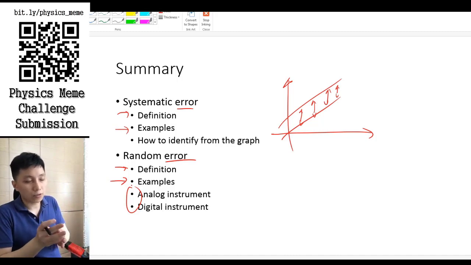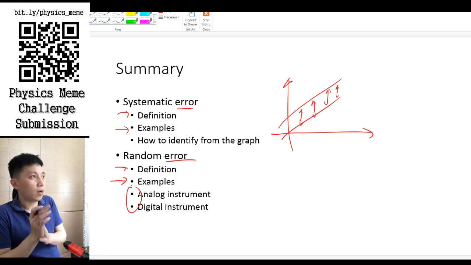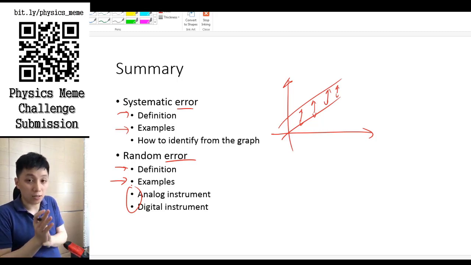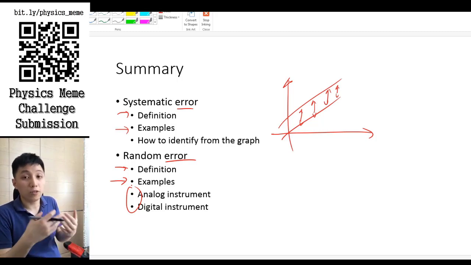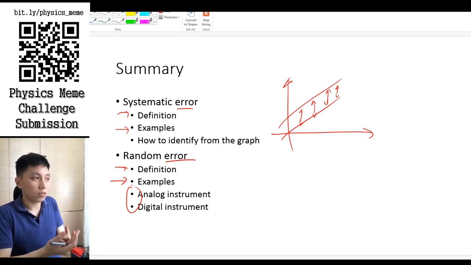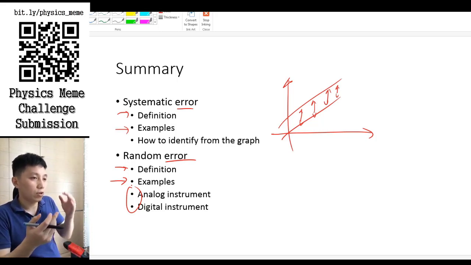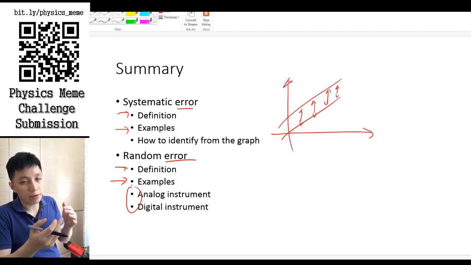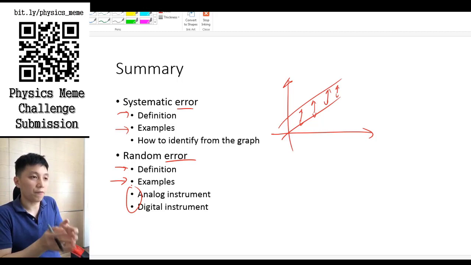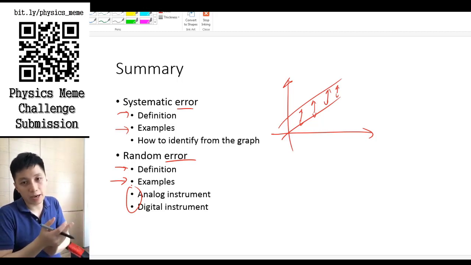And lastly, I want to add one more thing: in most experiments you will be repeating different trials, hopefully to make your measurement more accurate. However, when you consider systematic error and random error, doing it repeatedly cannot resolve the problem. Most of the time it cannot resolve the problem in systematic error.